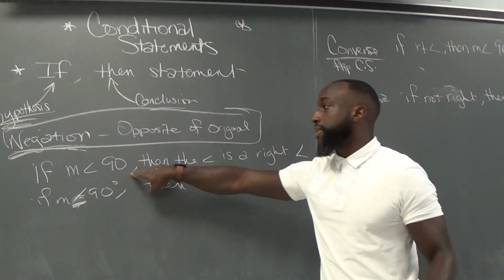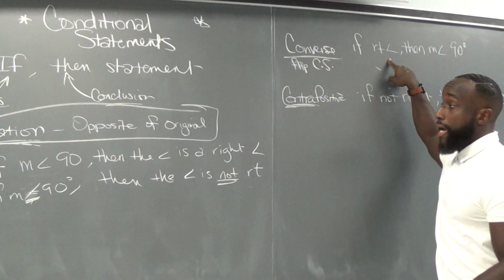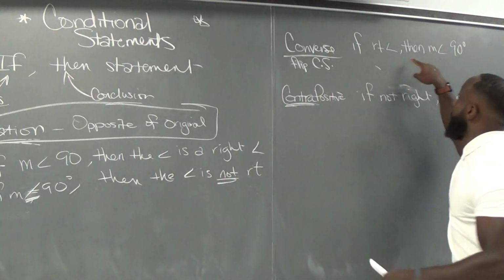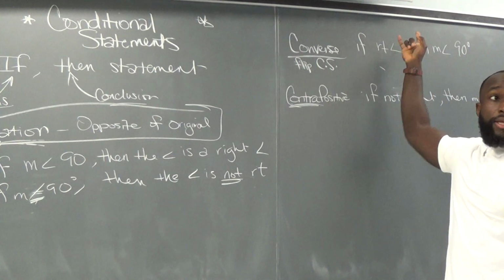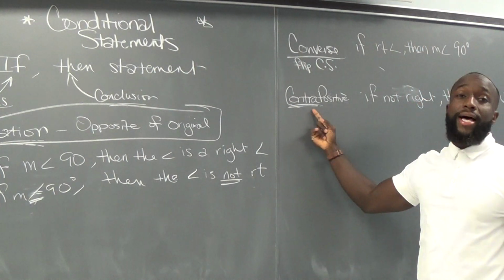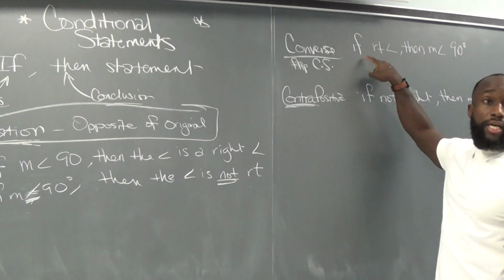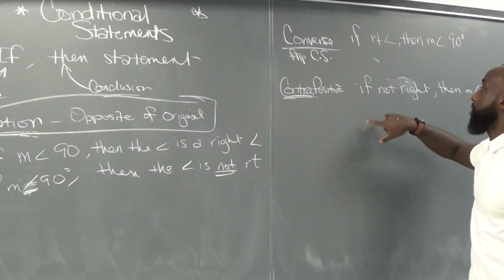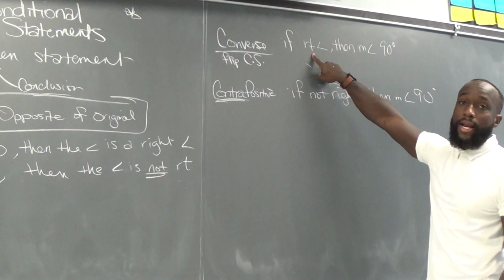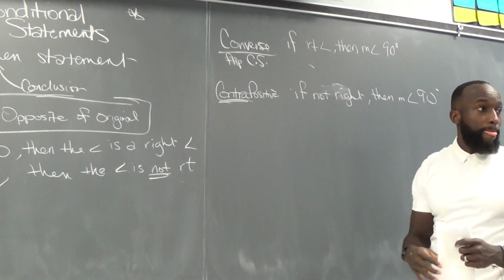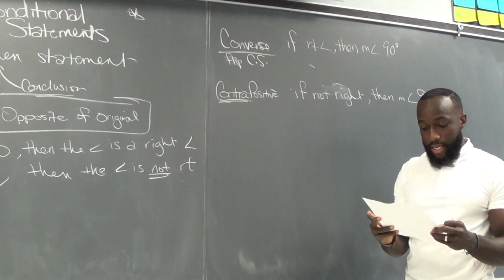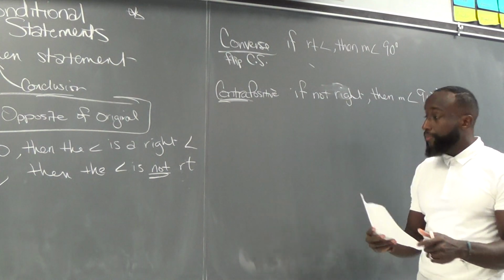So the converse of this would be, if it's a right angle, then it's 90 degrees. They flipped it. Then the contrapositive is the opposite of this statement. So it's like, if it's not a right angle, then it's not 90 degrees. Okay? And I'm going to simplify it again even more in a second.